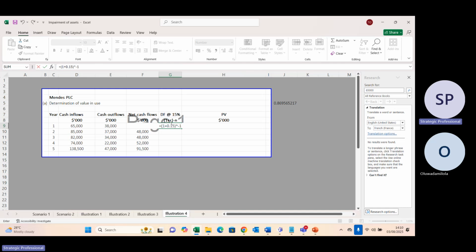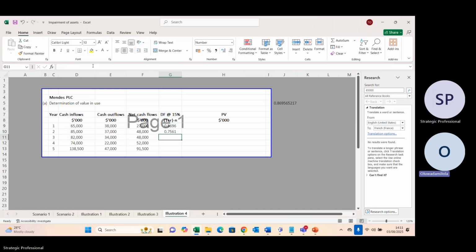So look at it. The first year is year 1, so that's why I'm putting minus 1. So that should give us 0.869596. Okay. The same thing, let's do it for year 2. What will change for year 2 will be minus 2. What will change for year 3 will be minus 3. Year 4 will be minus 4.